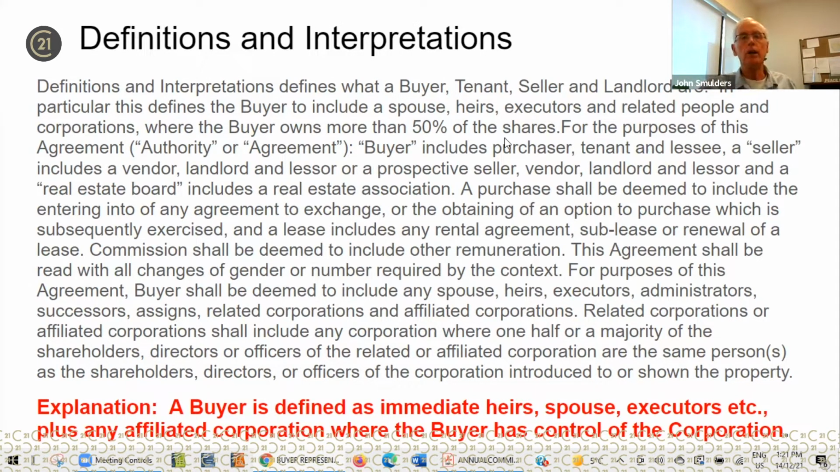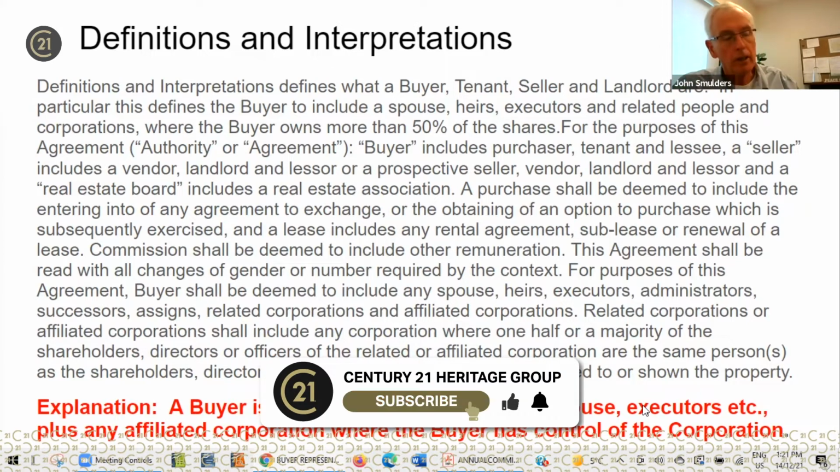And that whole paragraph here, a buyer is defined as immediate heirs, spouse, executors. This is really important because if Mr. Buyer is signing the agreement and there's a Mrs. Buyer, she is tied to this agreement as well, okay, so that she can't just go out. So you need to explain this.